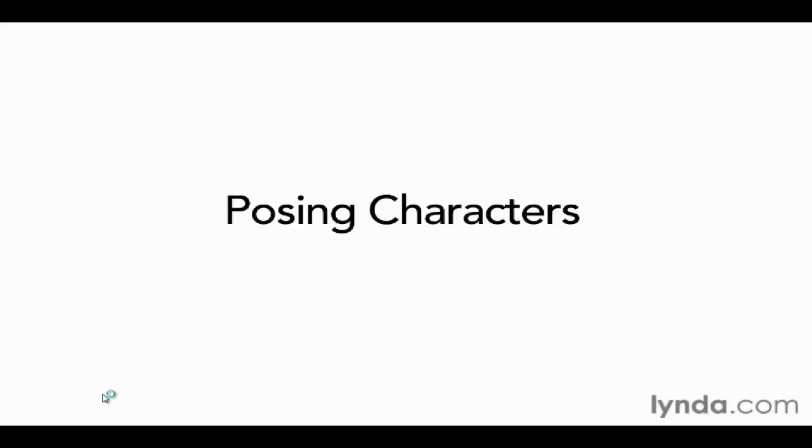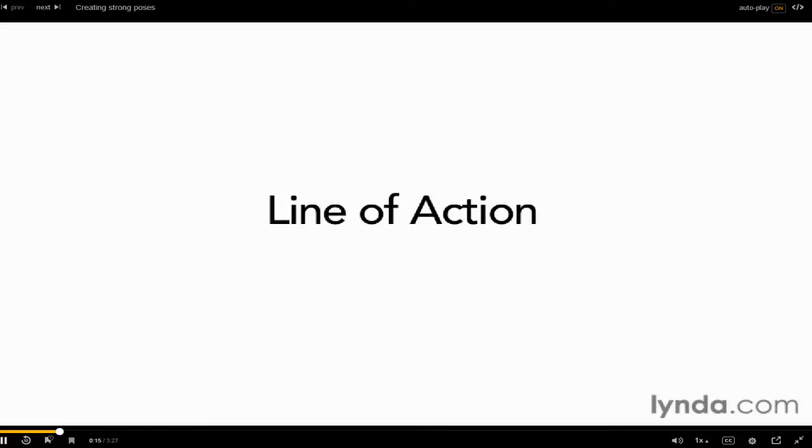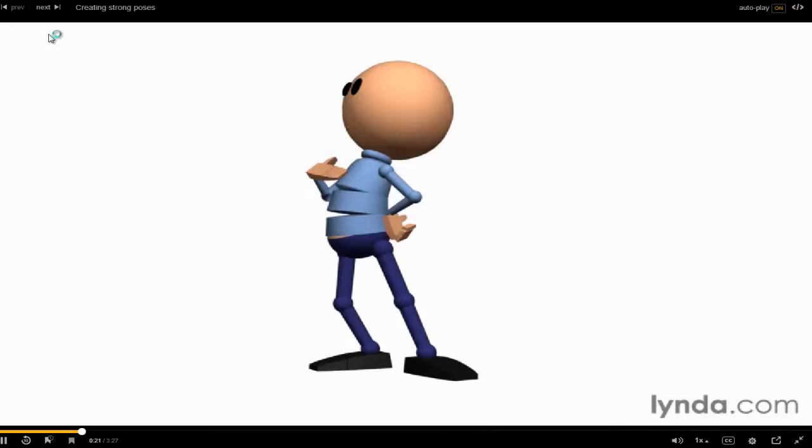When you first start animating characters, one of the first things you'll need to learn is how to pose characters. So let's go over a few of the finer points of what makes up a good pose for a character. Now the first thing that you need to be aware of is what's called line of action. Now what that is, if you take a pose, you'll see that each pose, if it's a good pose, will have a line. The character will follow a line of action.